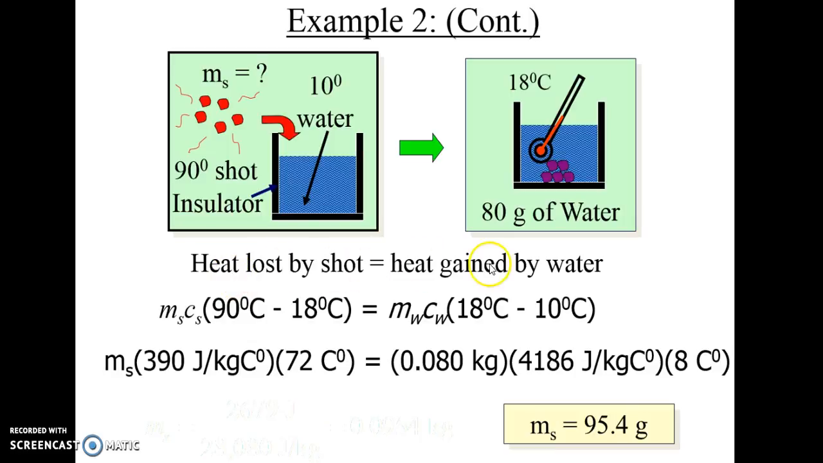So heat lost by the shot equals heat gained by the water. Our water is 18 minus 10. Our shot is 90 to 18. Okay, because it wants to get to equilibrium. All we do is we change everything, and the missing mass that we have is 95.4 grams. Because all we did is multiply these, and then again we want this variable by itself, so we had to divide by these two numbers.